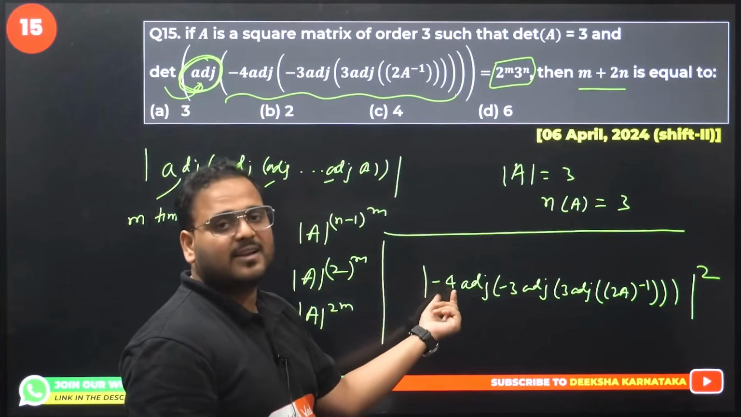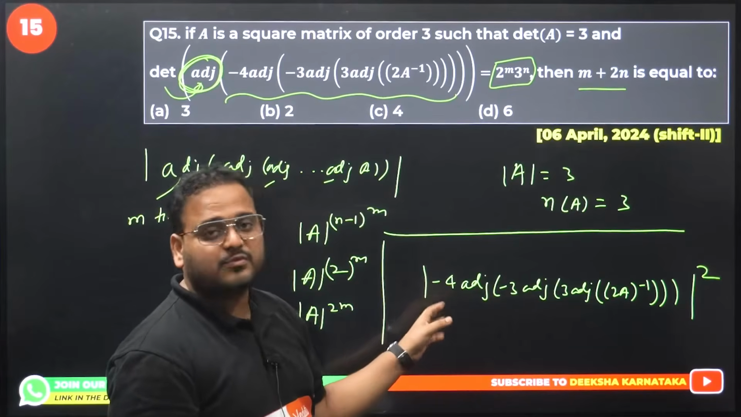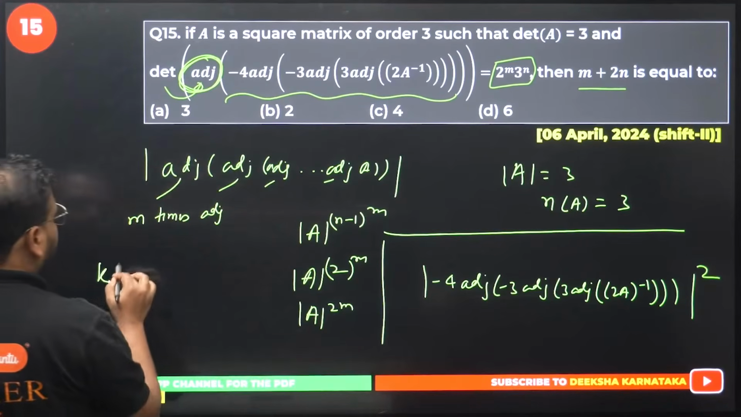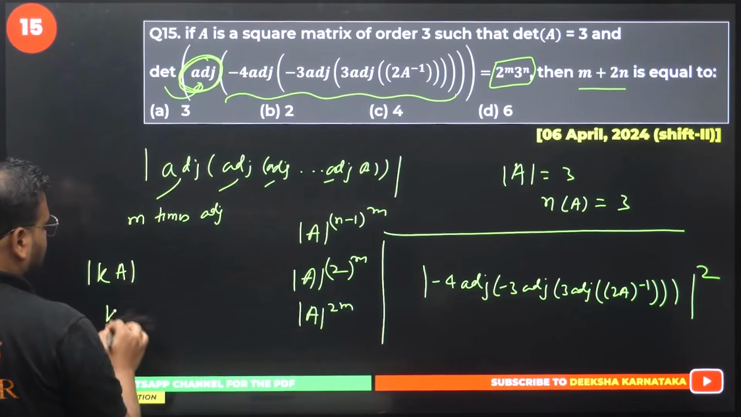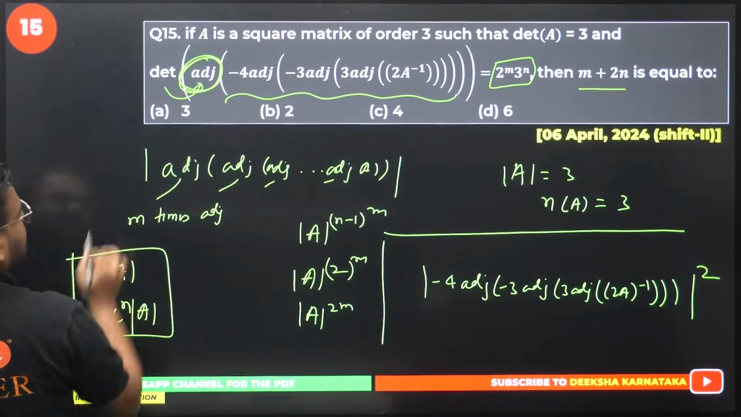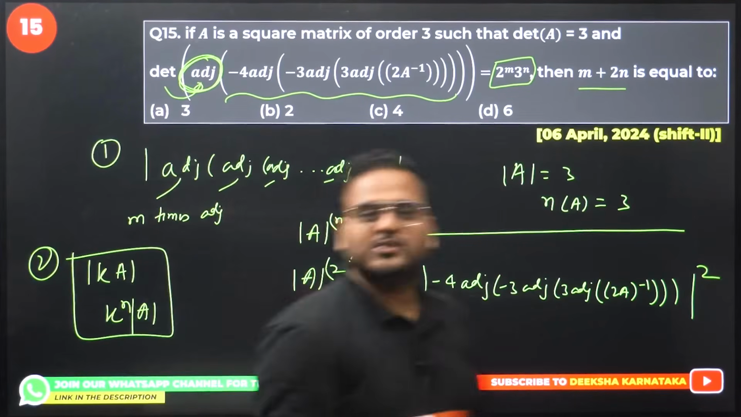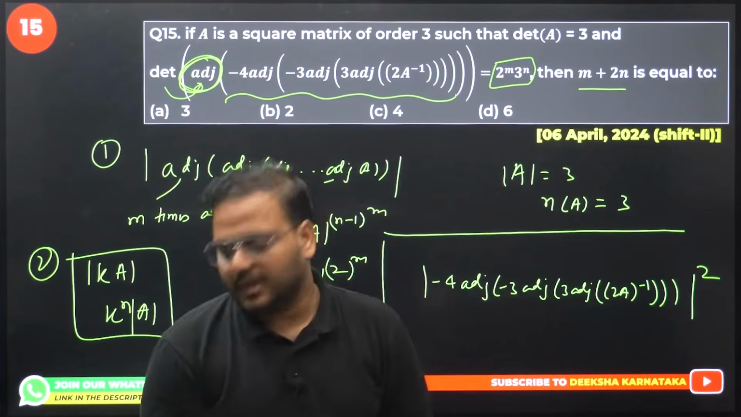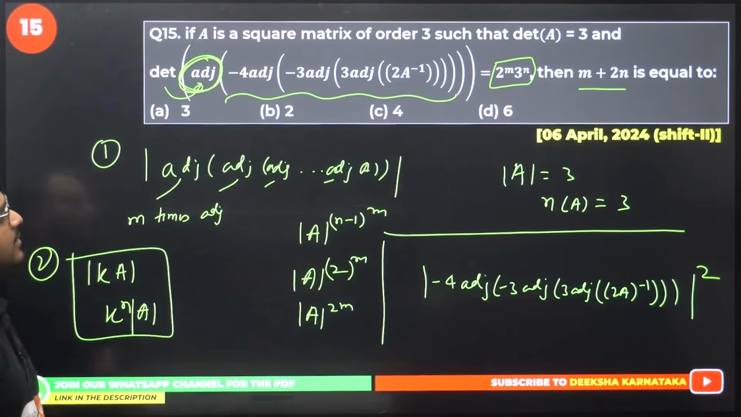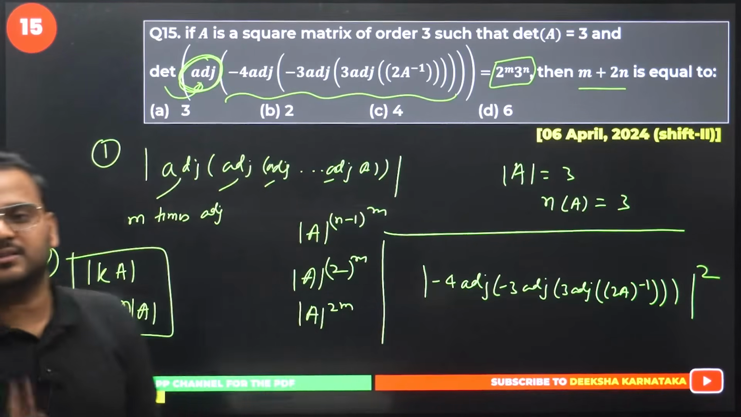Minus 4 is multiplied, it will come out with power the order, right? Whenever we have kA in the determinant, it becomes k power n times determinant of A. This also is a property. This is property number 1 and property number 2. That's all which is used over here. Have a look and try solving it right now. Just last 2 questions. Pause the video, solve right now and give me the answer.